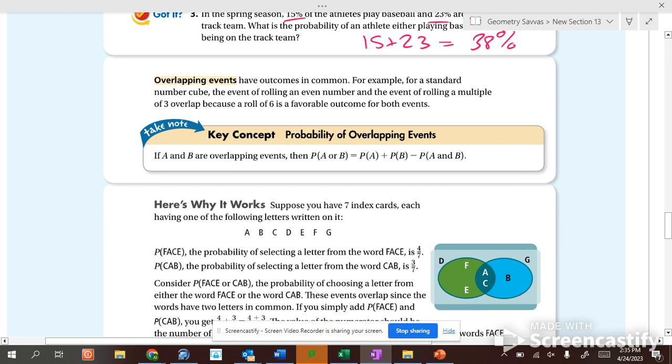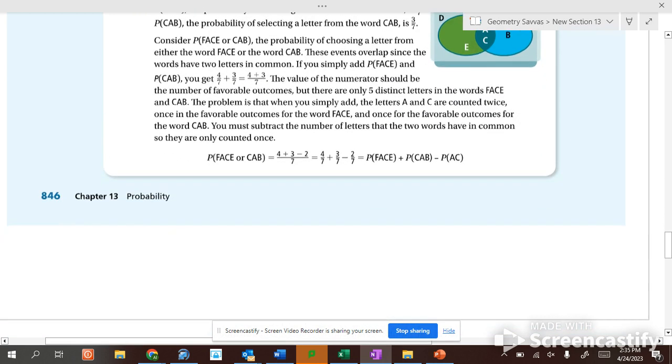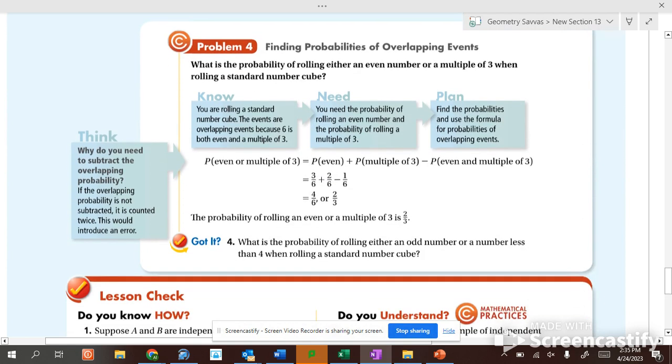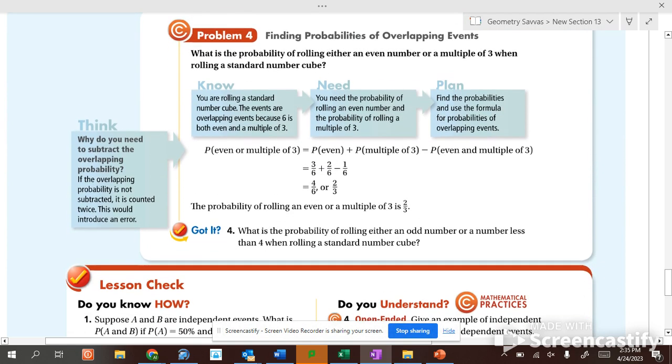Now, overlapping events are events that happen at the same time, but you double count something. So we're going to skip through that and go straight to here. What's the probability of rolling either an even number or a multiple of 3?